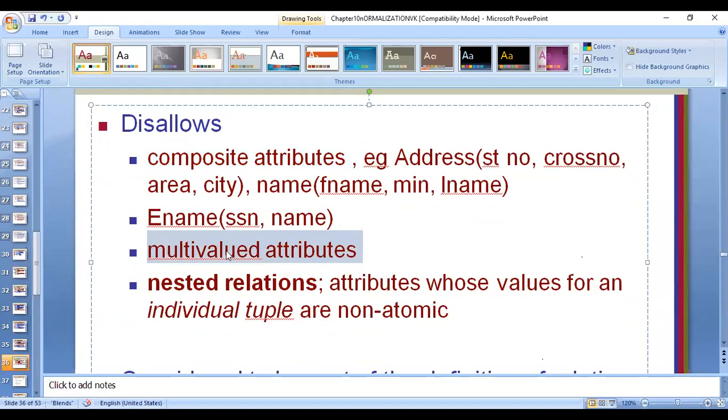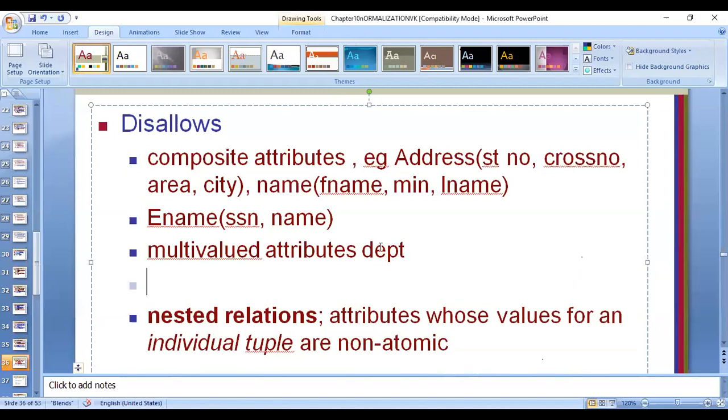Second, what it doesn't allow? Multi-valued attributes. For example, in our department table, we have one multi-valued attribute called locations. Suppose there is a department table, and in this department table, we have department number D01. Now its location, maybe there are two locations in which it is located. One may be Belgaum and another may be Mumbai. This is called a multi-valued attribute because there are two values associated with the attribute called locations. Then this is not allowed as per the first normal form.